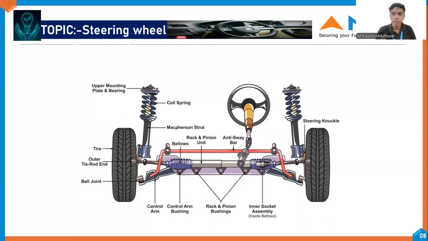This is the rack and pinion unit. Inside the rack and pinion unit, the rack and pinion mechanism is fixed, and this is the bellows. Bellows are used to protect the mechanical parts from dirt or moisture. And this is the inner socket assembly, which is assembled inside the bellows. This is the anti-spray bar.